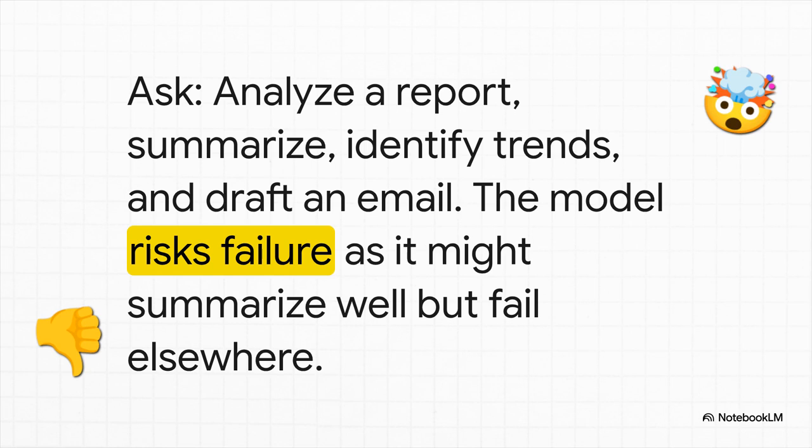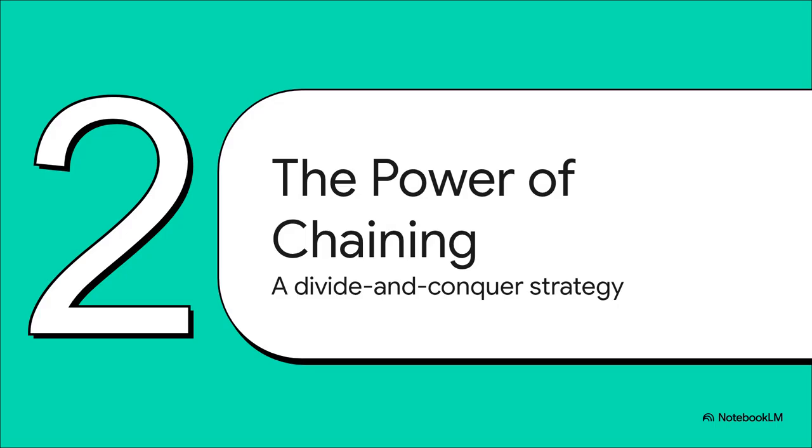So check out this example. This one single request is actually 4 totally separate jobs pretending to be one. You're asking it to analyze, summarize, identify trends, and draft an email. The AI might give you a decent summary, sure, but then it totally misses the key trends or writes an email with a completely wrong tone. It's just too much to handle at once. So, if that big single prompt is the problem, what's the fix? Let's move on and see how to build a better way.